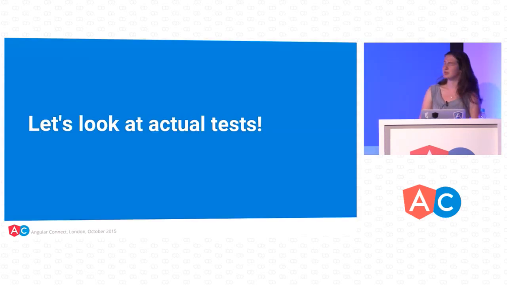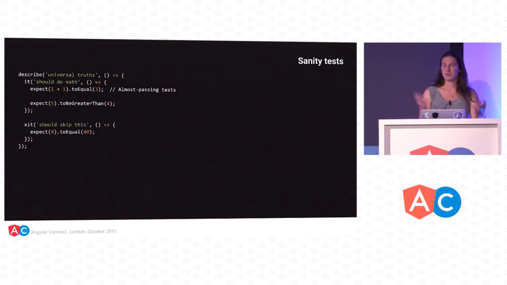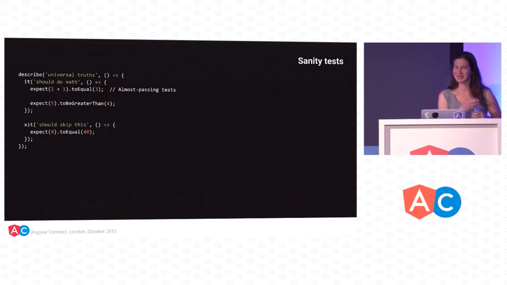Okay, so let's look at some actual tests. There's going to be a lot of code for the rest of this presentation. The first thing that we need to do is have some sanity tests to make sure that our framework's actually working and we know what a test looks like. Take a look at that. What's wrong? 1 plus 1 does not equal 3.